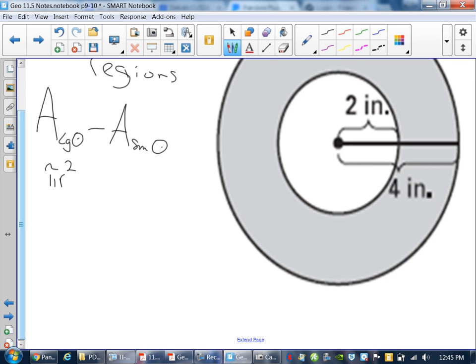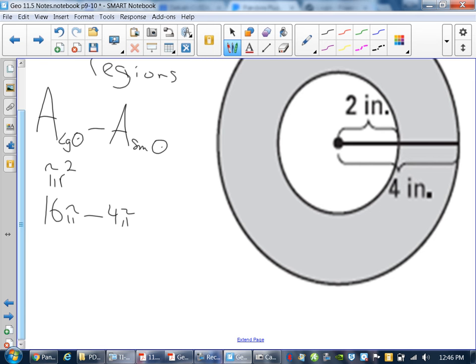I know. What's the radius of the large circle? 4. So what's 4 squared? 16. To that we have to subtract the small circle. The small circle has a radius of 2, which gives it an area of 4 pi. Thank you.